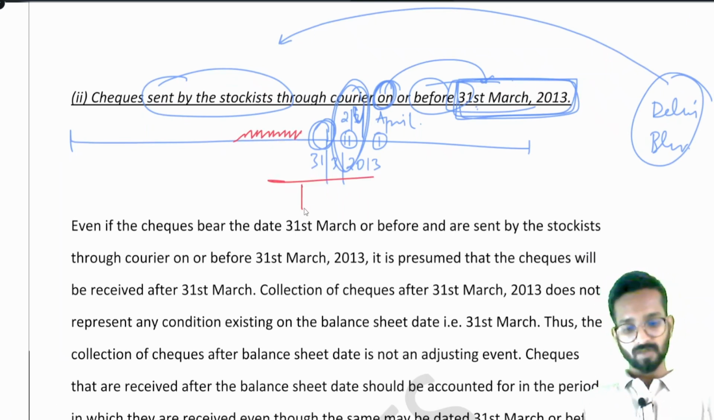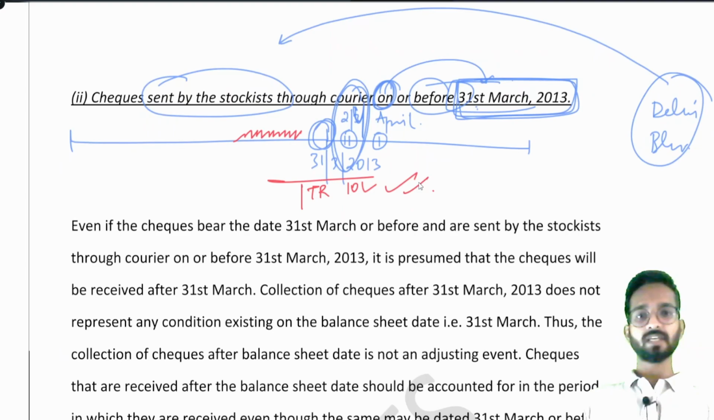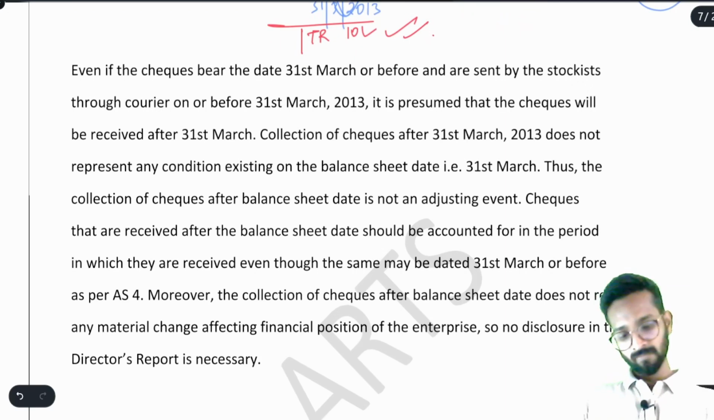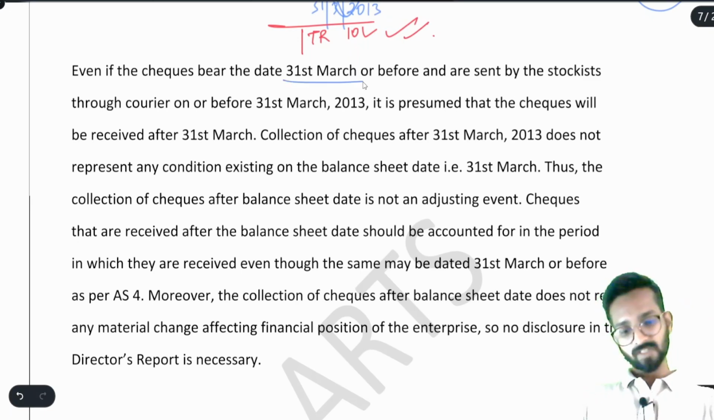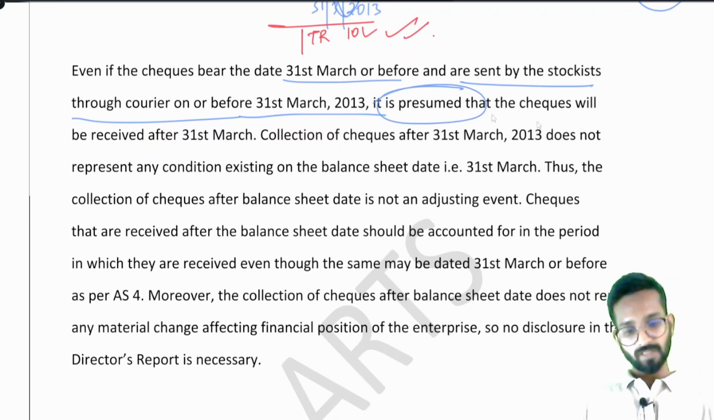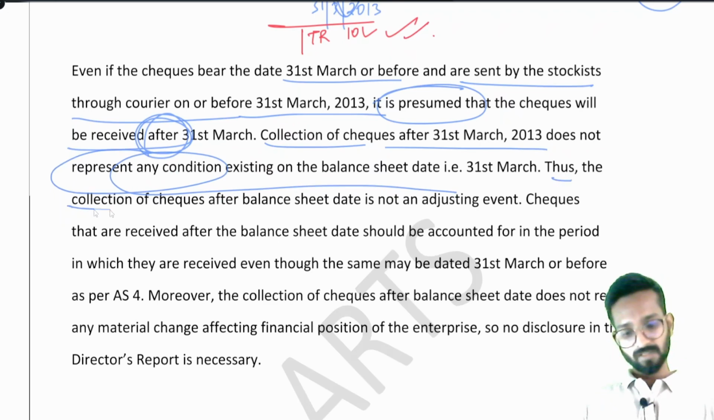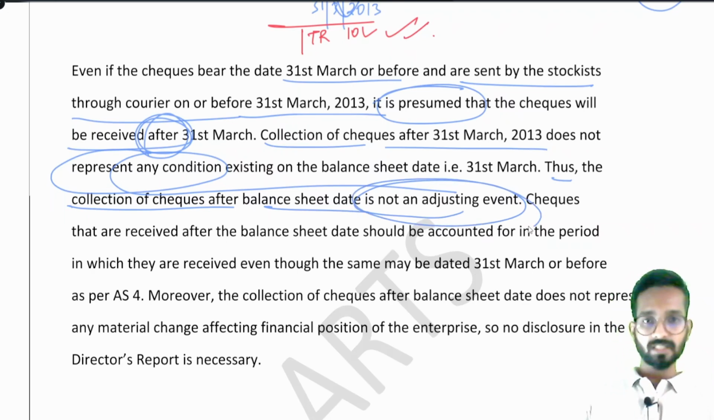Understood? So on 31st March, if my trade receivables are worth 10 lakh, I will show it as 10 lakh only. Why? Because I do not have any checks in hand. I cannot say I will remove the amount from the trade receivable. Okay. See. Even if the checks bear the date 31st March or before and are sent by the stockist through courier on or before 31st March, it is presumed that the checks will be received after 31st March. Collection of checks after 31st March does not represent any condition existing. Thus, the collection after balance sheet is not an adjusting event. So, you can say it is a non-adjusting event.